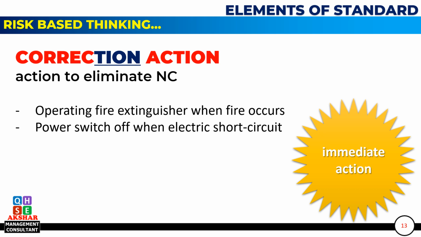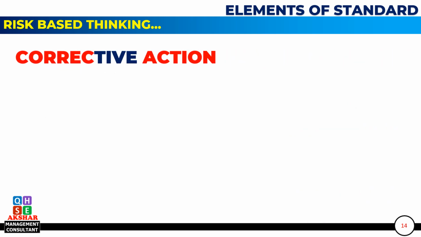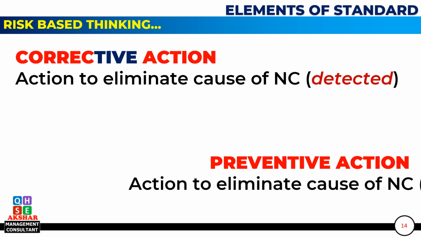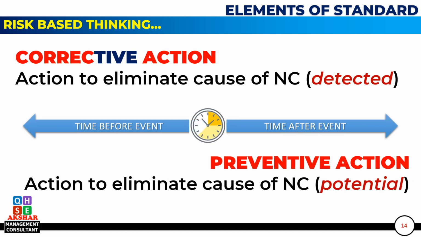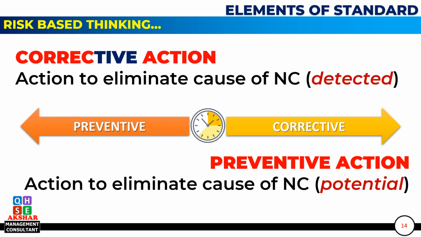Let us learn corrective action now. Corrective action means action to eliminate cause of nonconformity. The definition of both terms, corrective action and preventive action, is the same. But the difference is the time to initiate action. If action is taken after occurrence, it means detected nonconformity, and the action is referred to as corrective action. If action is taken before occurrence, it means potential nonconformity, and the action is referred to as preventive action.